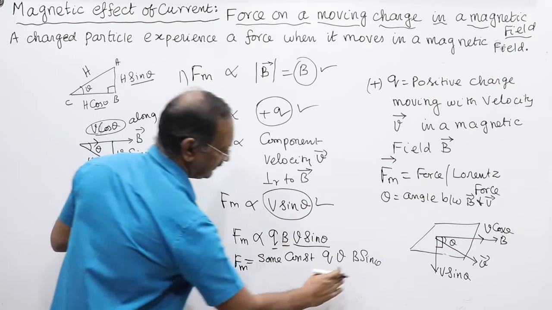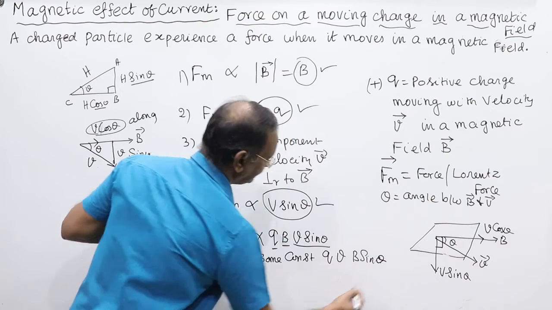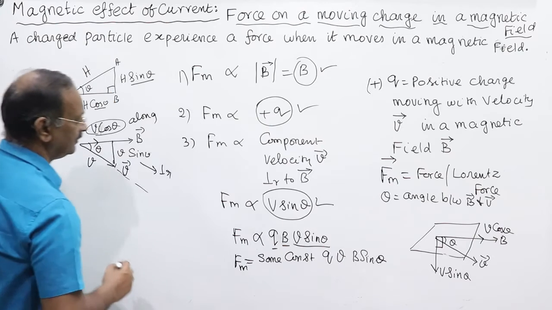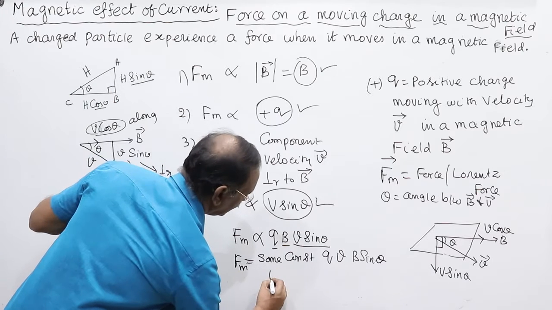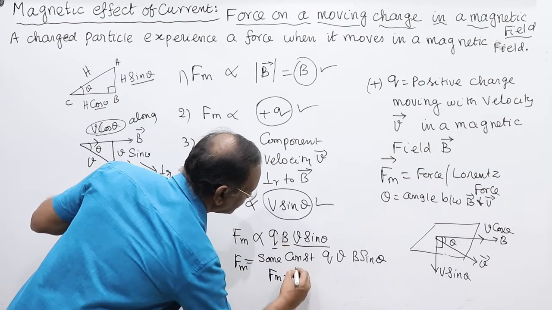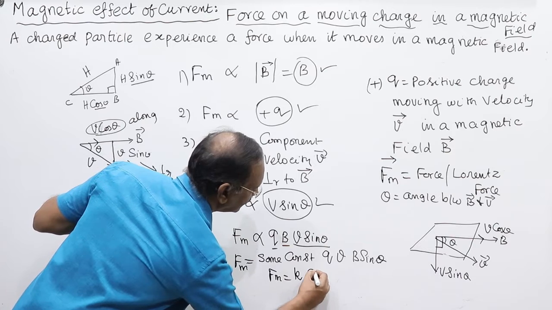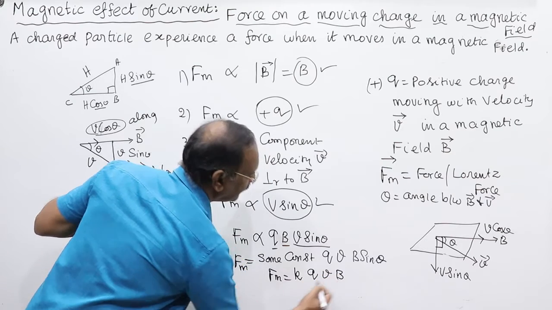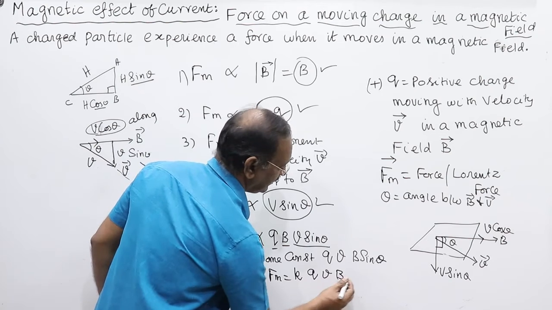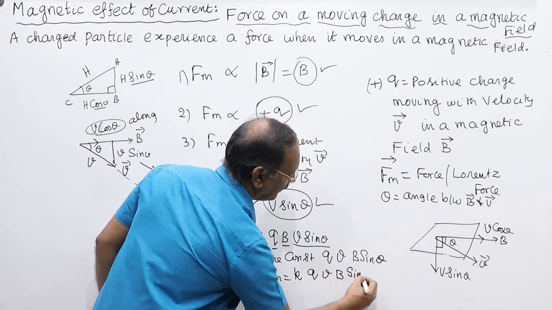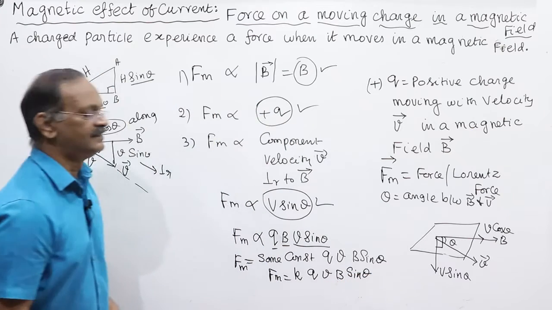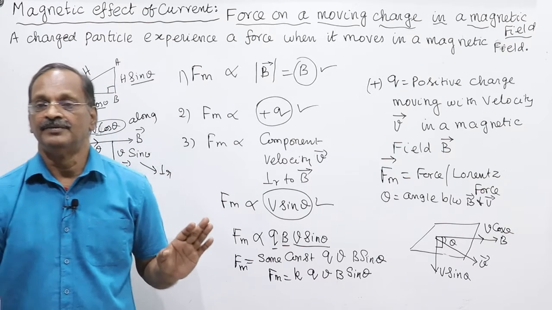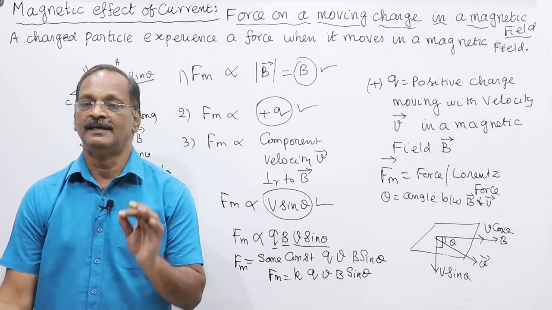Now we write in this form, V sin theta. So F_m is equal to some constant k into Q, charge, into velocity, into the perpendicular component of velocity in the direction of the magnetic field. This is what we have written. Now this constant: F is equal to K Q V B sin theta.